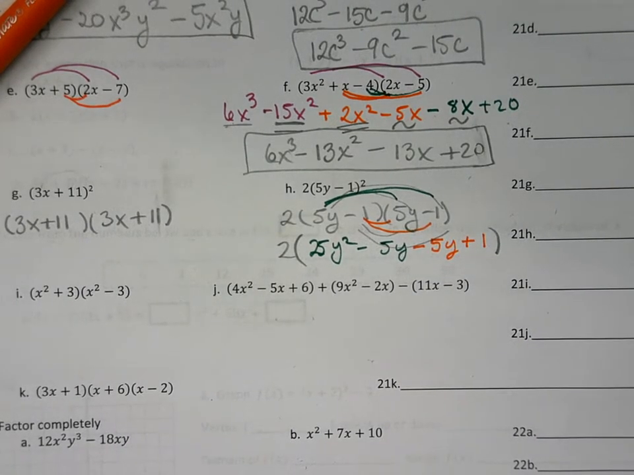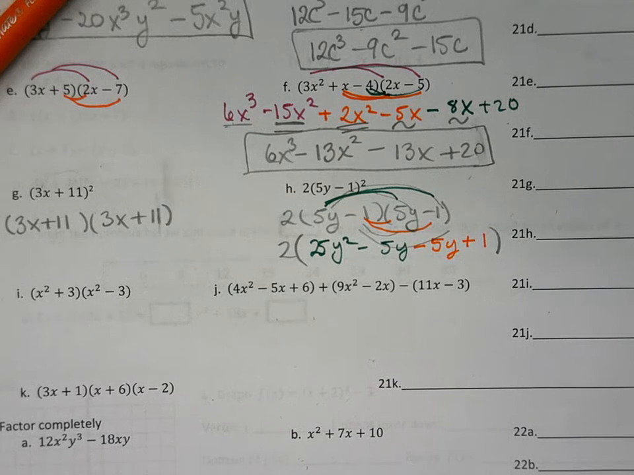What do you think a common mistake kids make with the negative 5y and negative 5y? They cancel out. You're right. Oh, opposites. Are they opposite? No. So what is negative 5y minus 5y? Negative 10y. You guys can finish this. 25y squared minus 10y plus 1, and then what's the very last thing you're going to do? Multiply everything by 2. Distribute your 2.